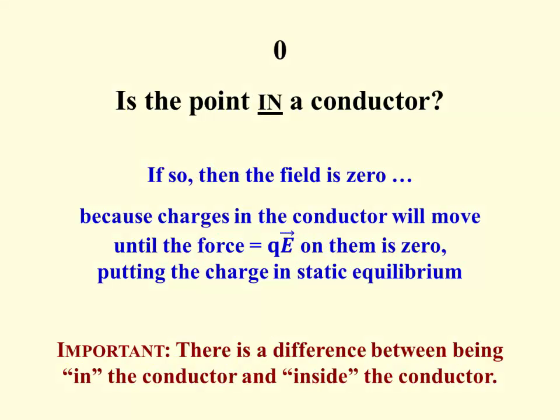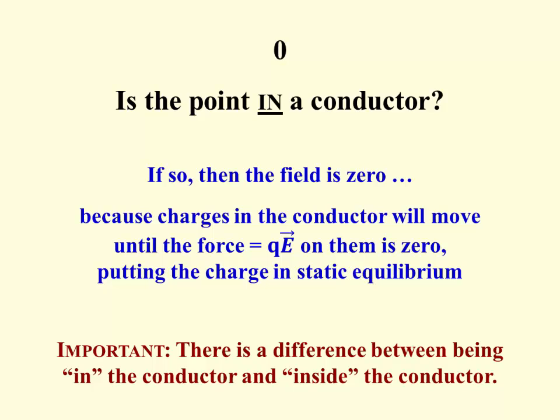I list this one as 0 because it's not really a method of calculating a field as it is a method of knowing what the field is. If the point is in a conductor, the electric field will be 0 if we've got static fields and static charge distributions. The reason is that charges in the conductor will move under the influence of any force if the field is not 0. So as long as the field is not 0, there'll be a force that will move the charges around until the field is 0 and they come to rest and are in static equilibrium.